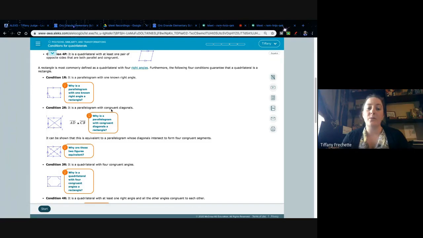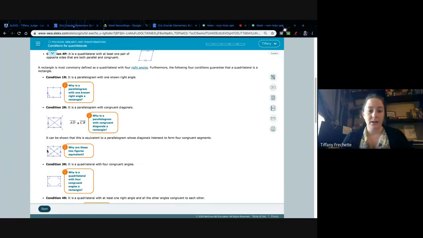It is a parallelogram with congruent diagonals. So again, we can prove it's a parallelogram, and it tells us that the diagonals are congruent. So in this case, they cut off the letters a little bit here, but A, D, and C, B, like this, going across. So from top to bottom, and then bottom to top here.